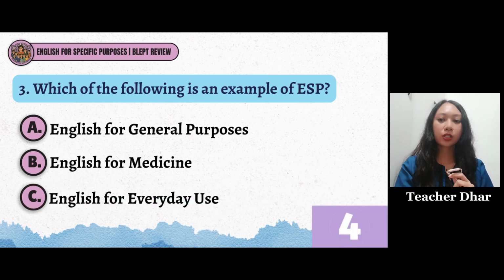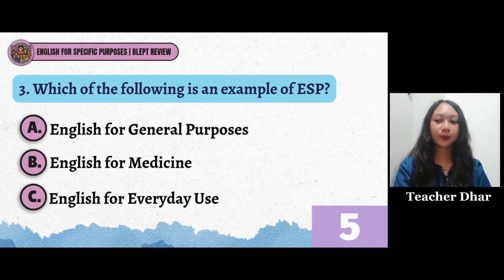For our third question, which of the following is an example of ESP? Letter A, English for general purposes. Letter B, English for medicine. And letter C, English for everyday use. Your 5 seconds starts now.